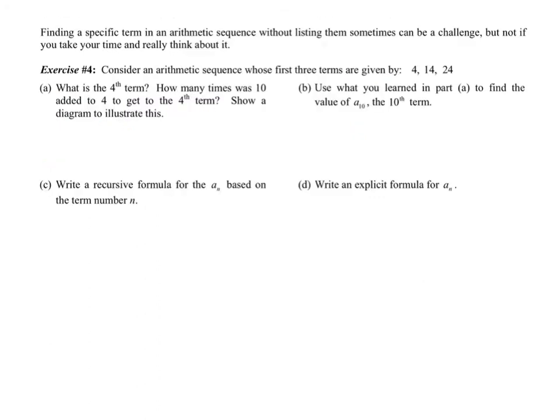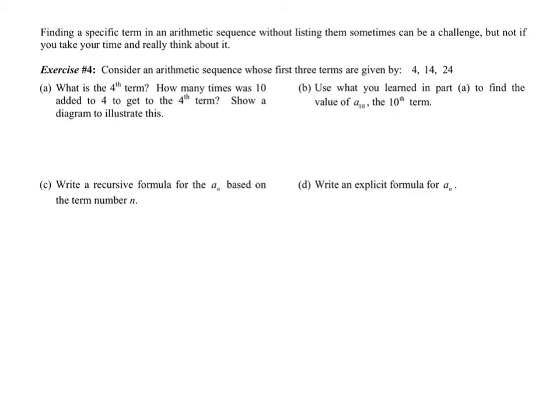Finding a specific term in an arithmetic sequence without listing them sometimes can be a challenge, but not if you take your time and really think about it. Consider an arithmetic sequence whose first 3 terms are given by 4, 14, and 24. What is the 4th term? How many times was 10 added to 4 to get to the 4th term? Show a diagram to illustrate this.